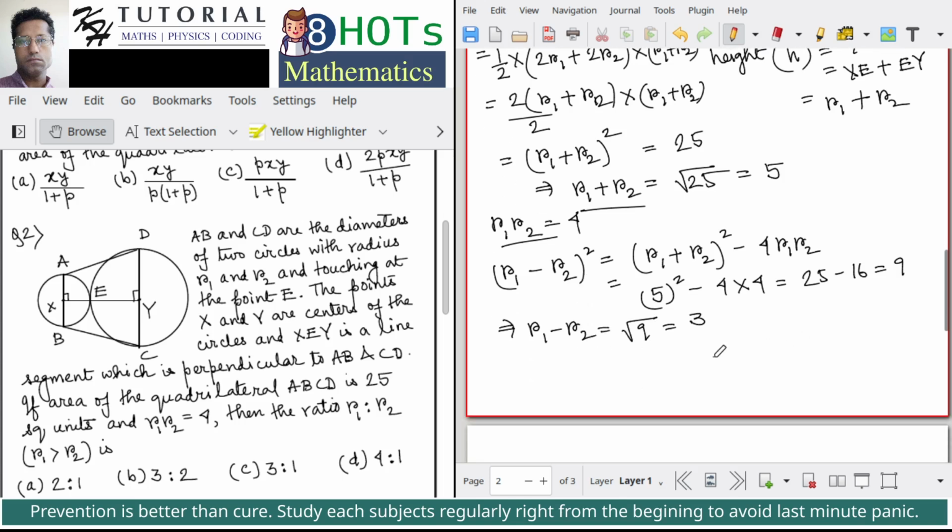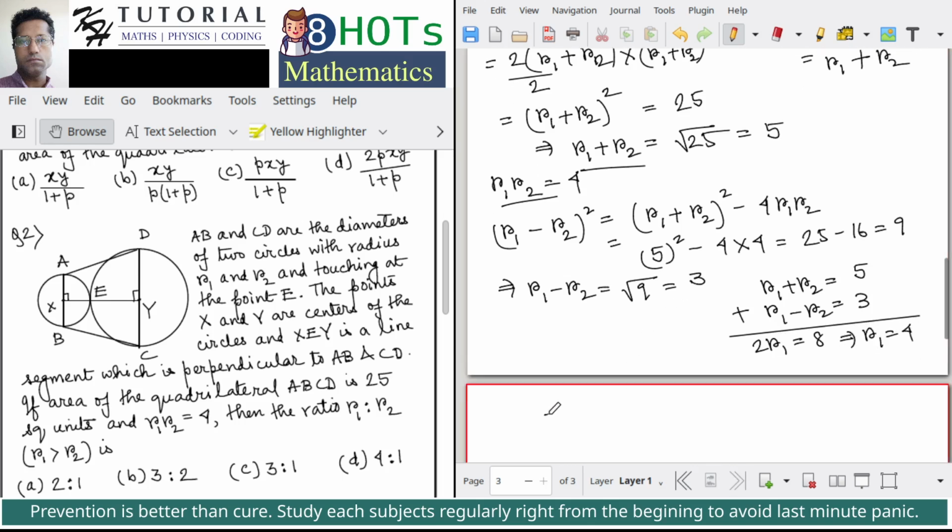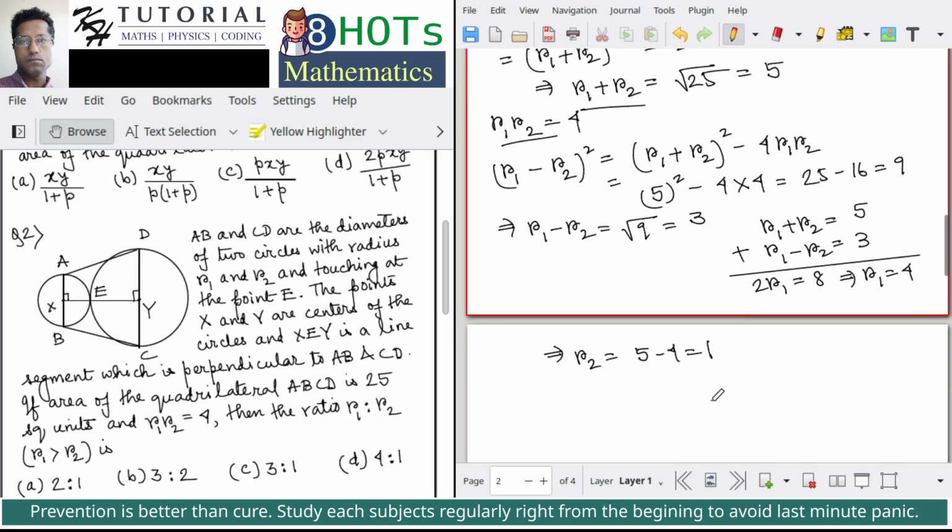So we have R1 plus R2 is equal to 5, and R1 minus R2 is equal to 3. If you add these two equations, we get twice R1 is equal to 8. This implies R1 is equal to 4. If R1 is equal to 4, what will be R2? R2 will be 5 minus 4, which is 1. So it is asking R1 is to R2. R1 is 4 and R2 is 1. So R1 is to R2 is equal to 4 is to 1.